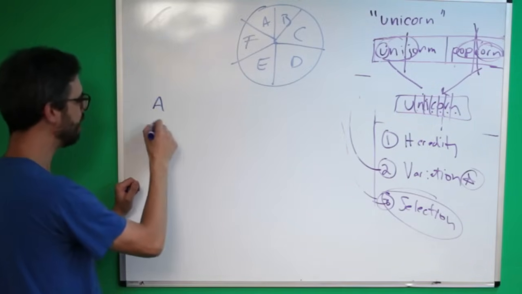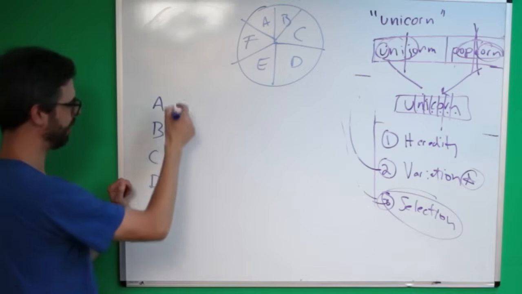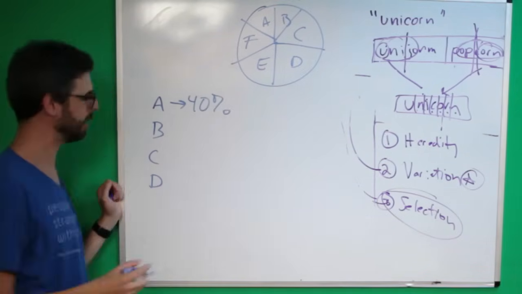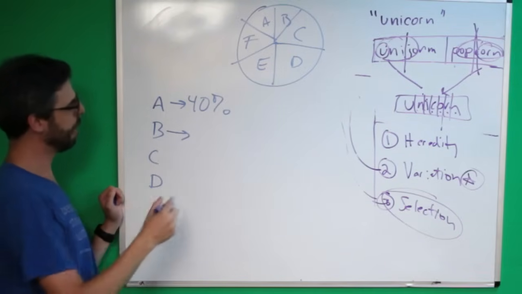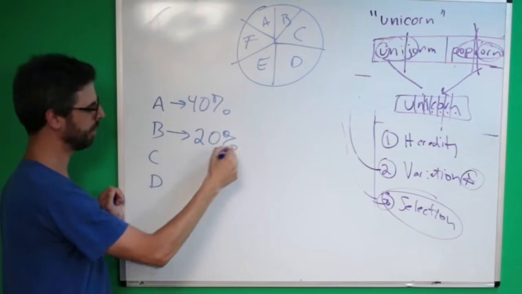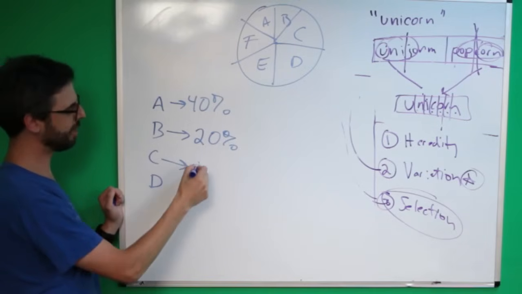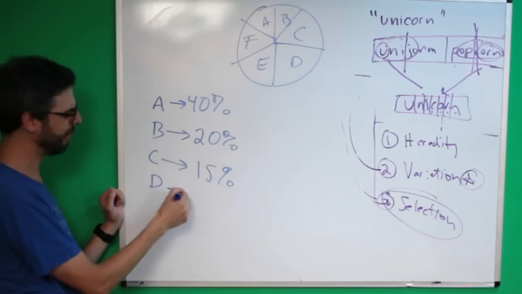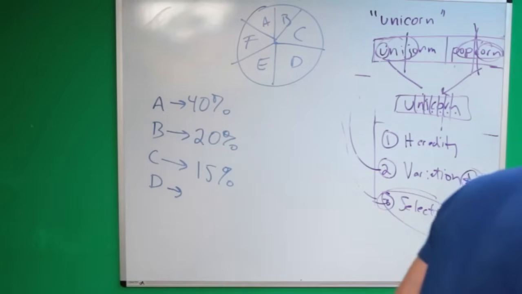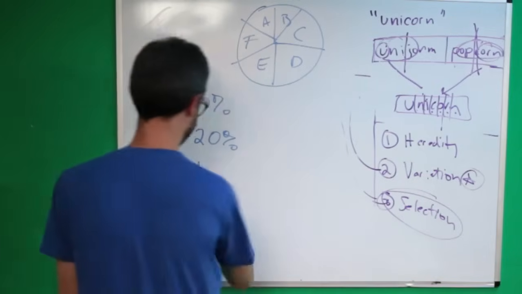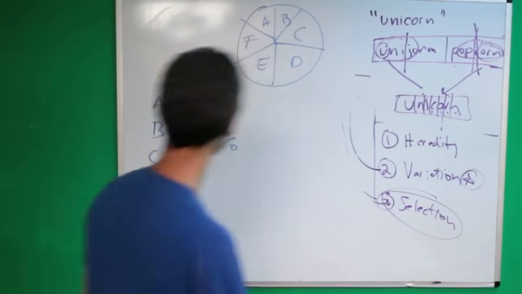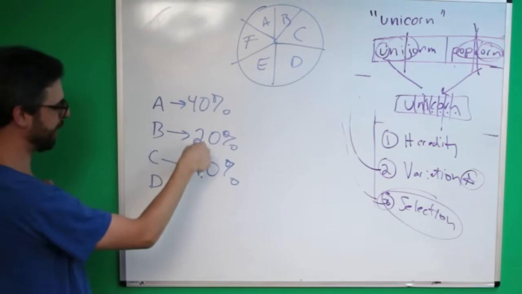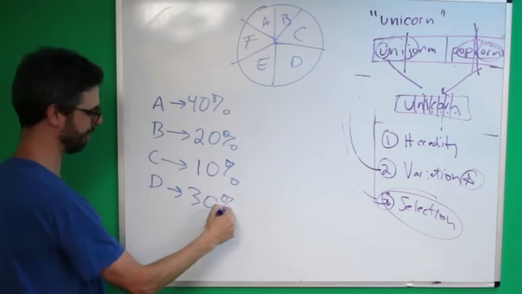So let's say I have A, B, C, and D. And I want A to have a 40% chance of being picked. B has a 20%. C has a 15%. Oh, why did I make the math so hard on myself? 60, 75. No, I don't. This is not gonna turn out well for anybody with 15%. So we'll make C 10%, 40, 60, 70, and D 30%. Okay?